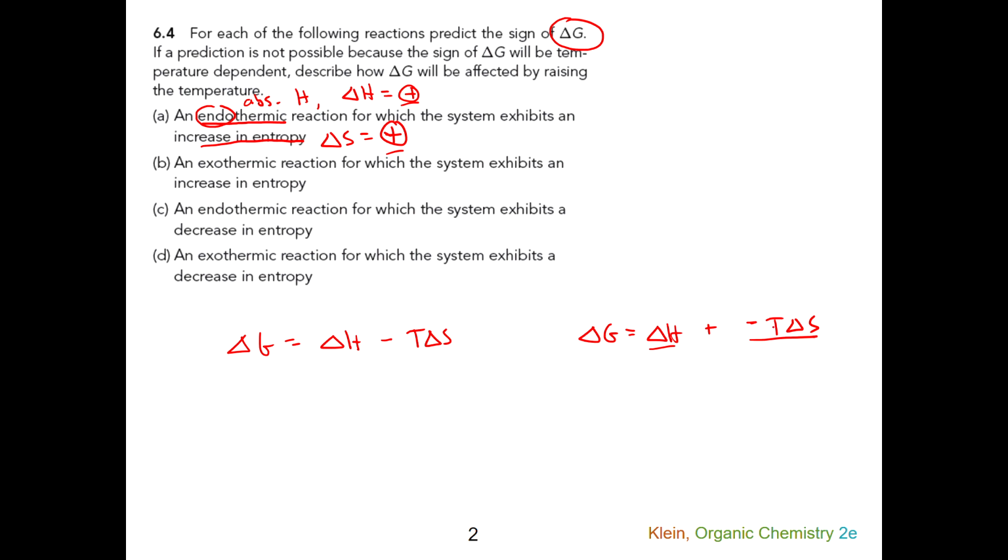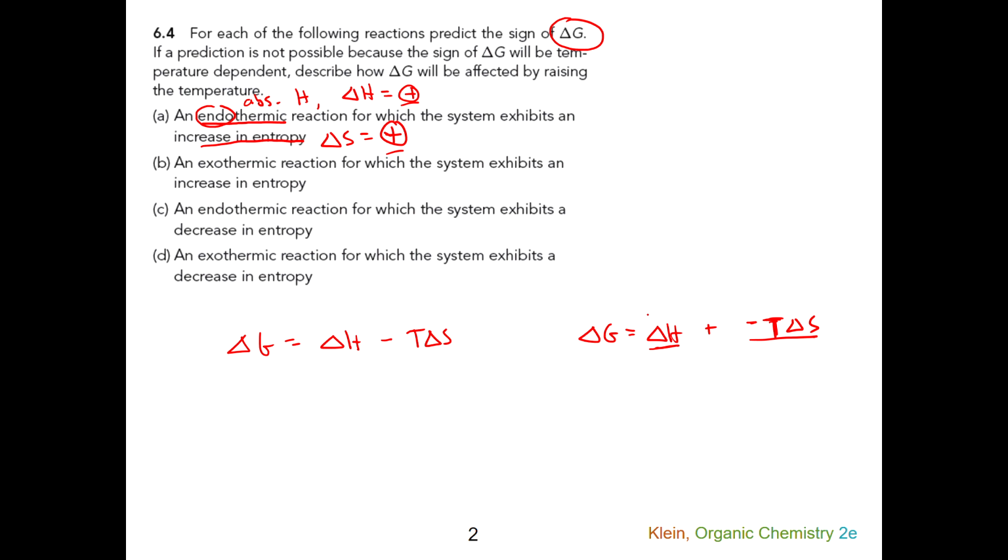So we think about adding these two terms together. If they're both positive, I'll end up with a positive delta G. If they're both negative, adding two negatives will give me a negative delta G. If one is positive and the other is negative, then the temperature will determine which one dominates and determines the sign for delta G. So let's take a look at these situations.